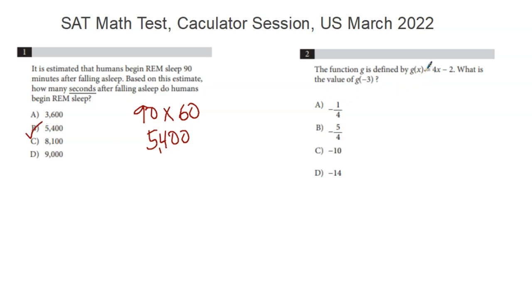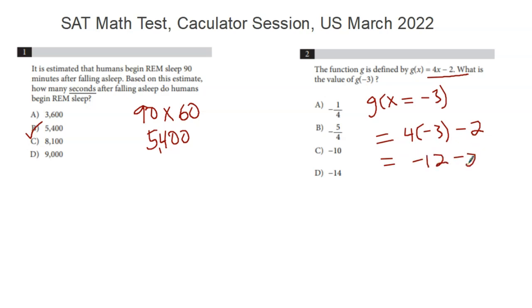Come to question number 2. They have given you g of x is equal to 4x minus 2. What is g of negative 3? All that they mean is that they have replaced the x with negative 3. So wherever we see x here, we put negative 3. So 4 times negative 3 minus 2 gives us negative 12 minus 2, and that gives us negative 14.